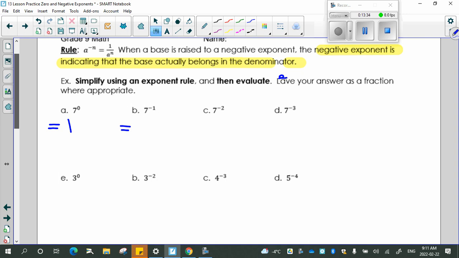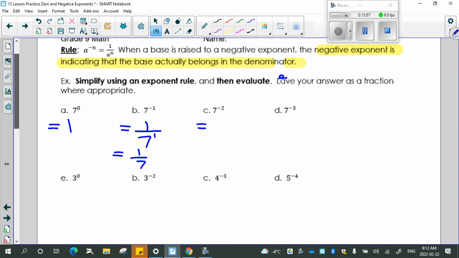So what's our negative exponent rule? 1 over 7 to the positive 1. You have a base to a negative exponent. It's 1 over the same base to the positive exponent. And 7 to the 1 is just 7. So that's just 1 over 7.